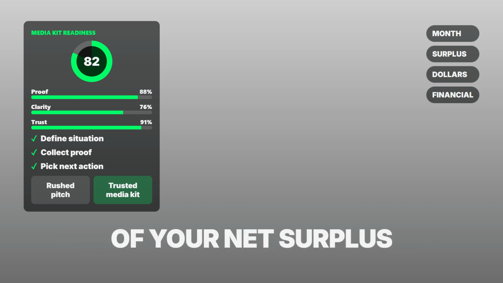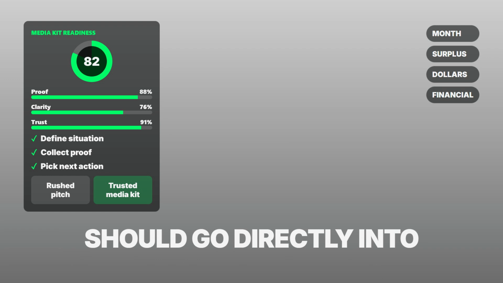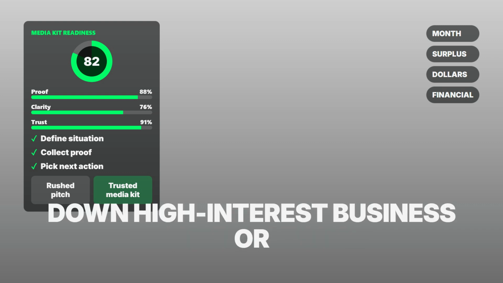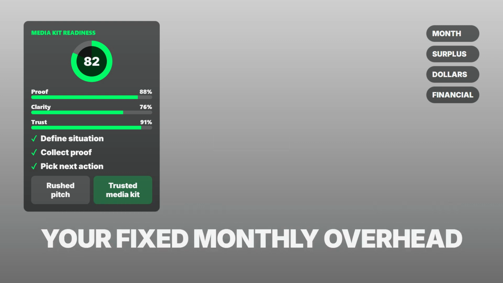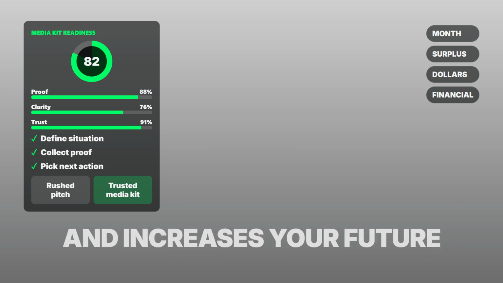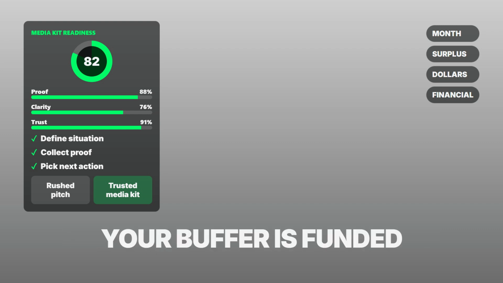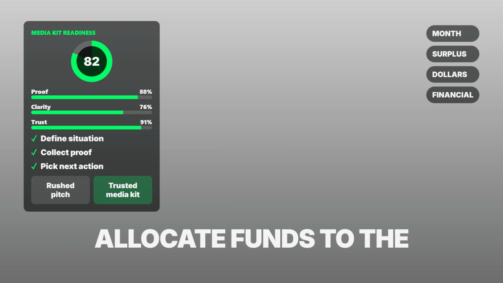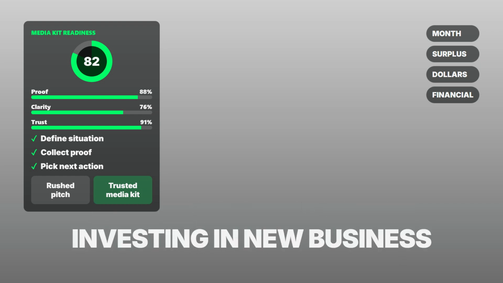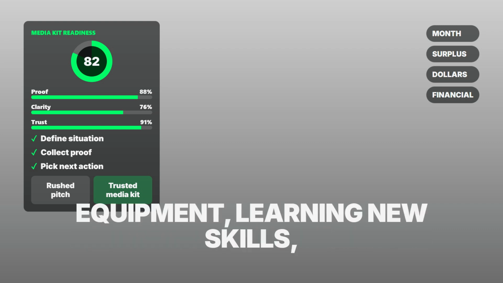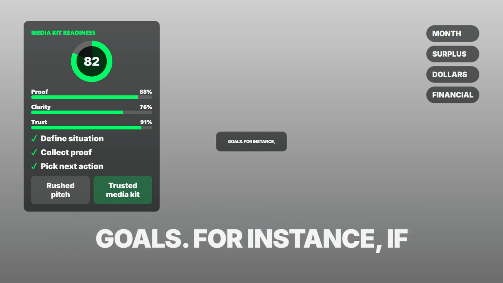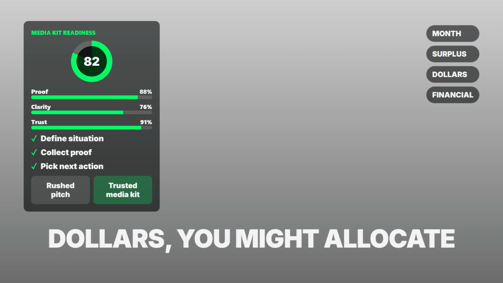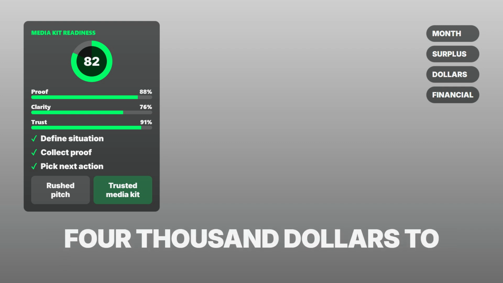The third priority is to pay down high-interest business or personal debt, which reduces your fixed monthly overhead and increases your future profit margins. Only after your buffer is funded and your high-interest debt is eliminated should you allocate funds to the fourth priority, which includes investing in new business equipment, learning new skills, or funding personal savings goals. For instance, if you have a net surplus of $7,000, you might allocate $4,000 to your slow month buffer, $2,000 to debt repayment, and $1,000 to a business equipment fund.